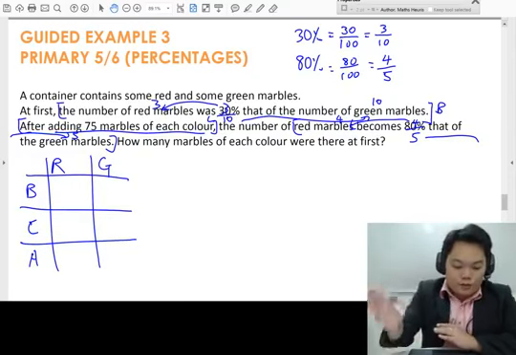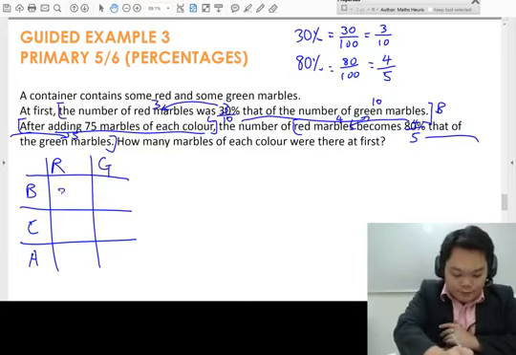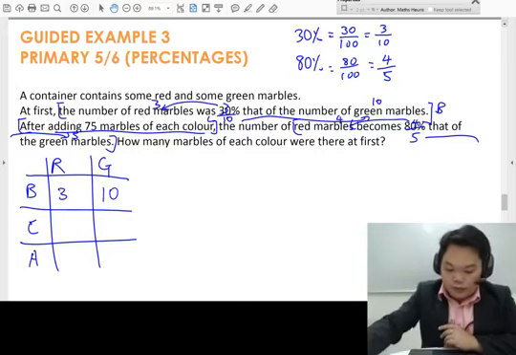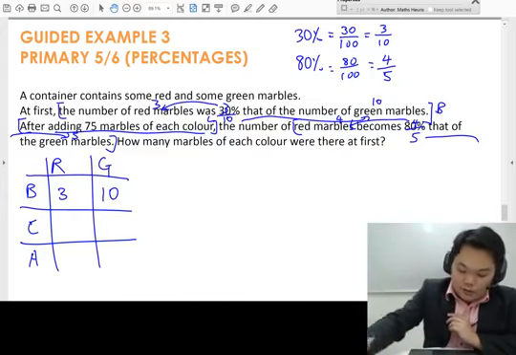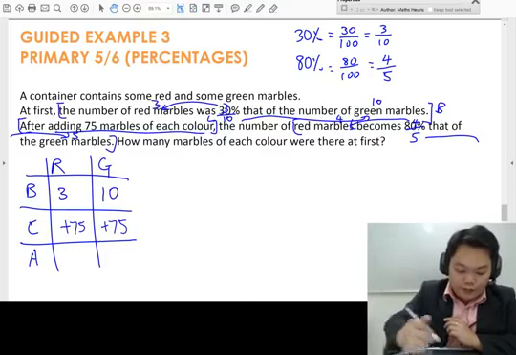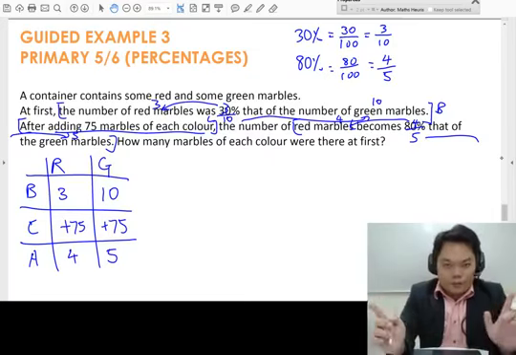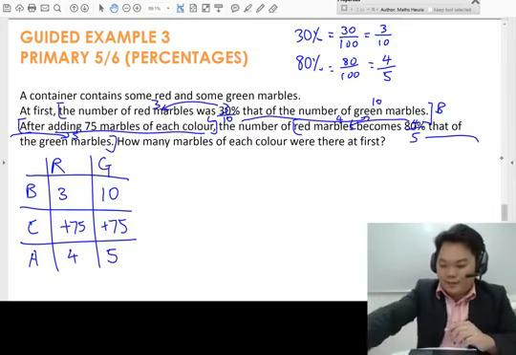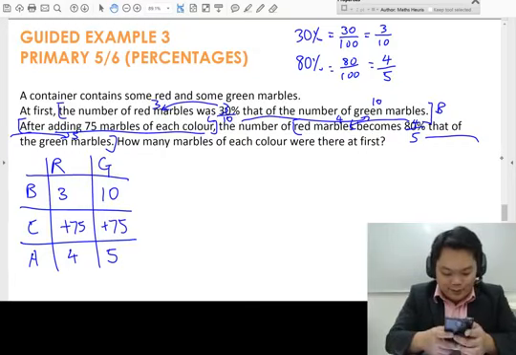Now we just write down what we have. This is 3, this is 10. As you can see from here, this before. You added 75 for both of them. Then your red to green is now 4 and 5. Okay, so after setting up the problem, what do you do next? What do you do next?